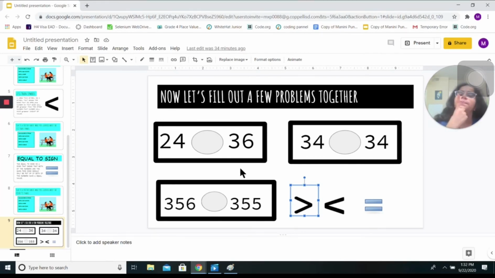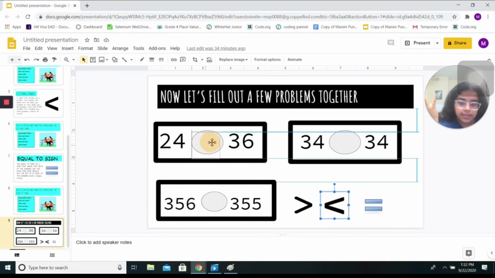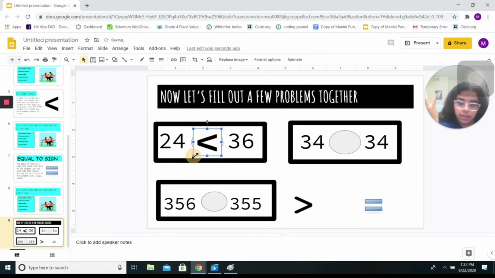Let's think. Yeah, 36 is greater. So which sign would go, this one or this one? Well, we know if the thing makes an L and the open side faces the right, that means it's a less than sign. So we're going to put our less than sign here. That means we have talked about this.